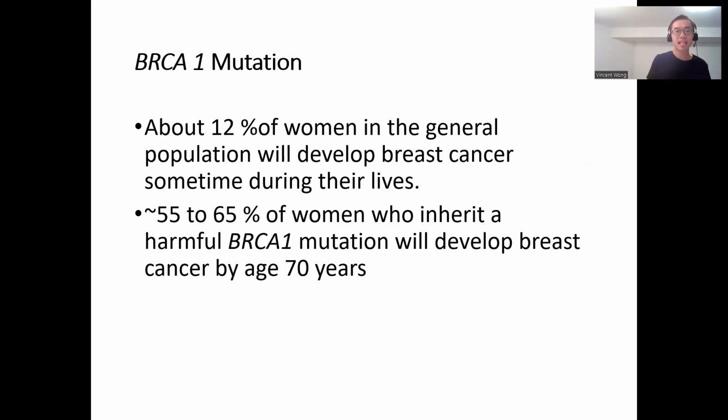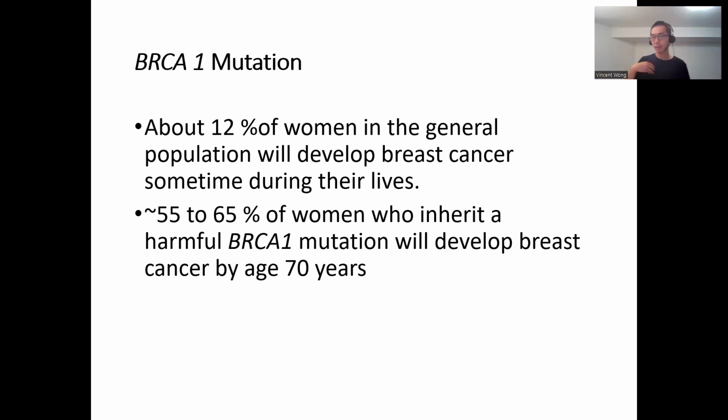About 12% of women in the general population will develop breast cancer sometime during their lives. This is data for North America. About 55 to 65% of women who inherited a harmful, in other words a loss-of-function, BRCA1 mutation will develop breast cancer by age 70.